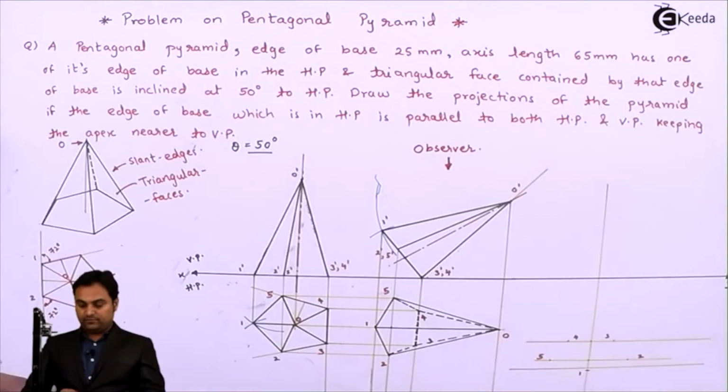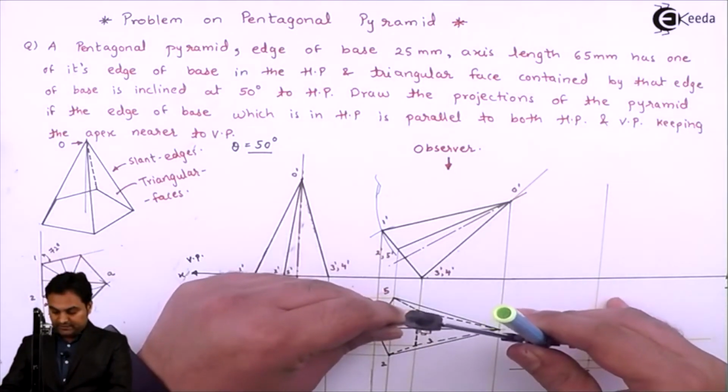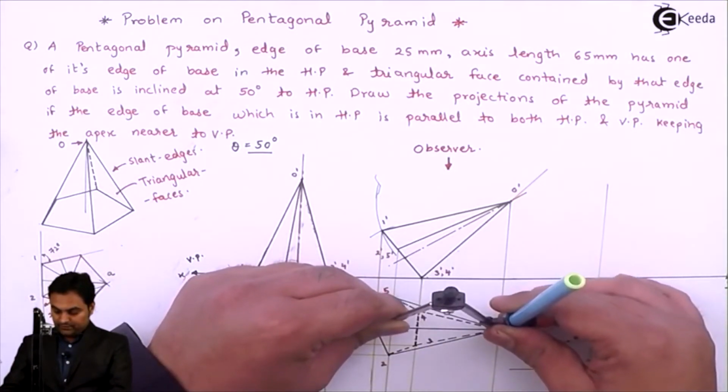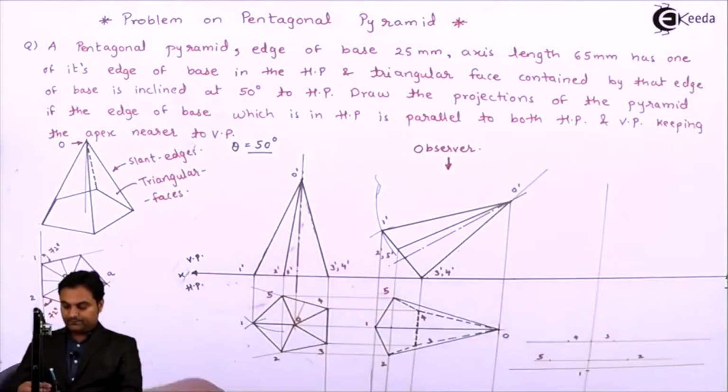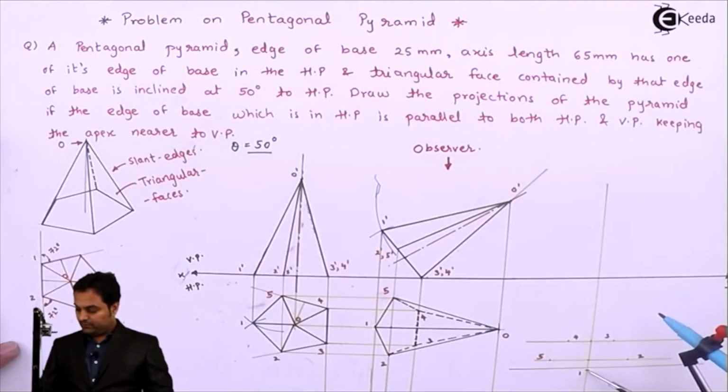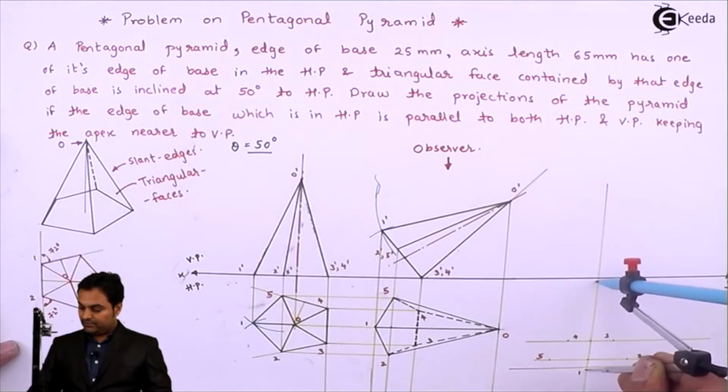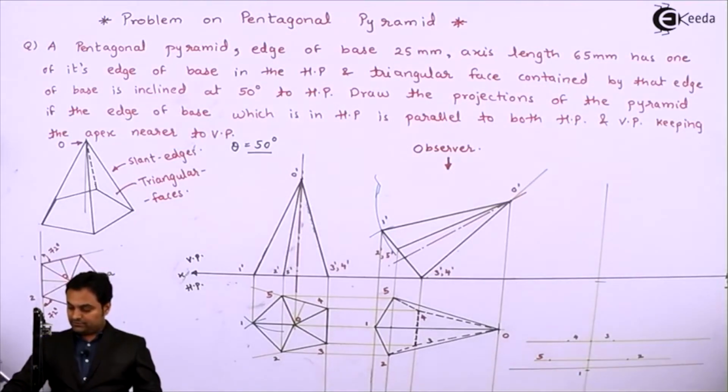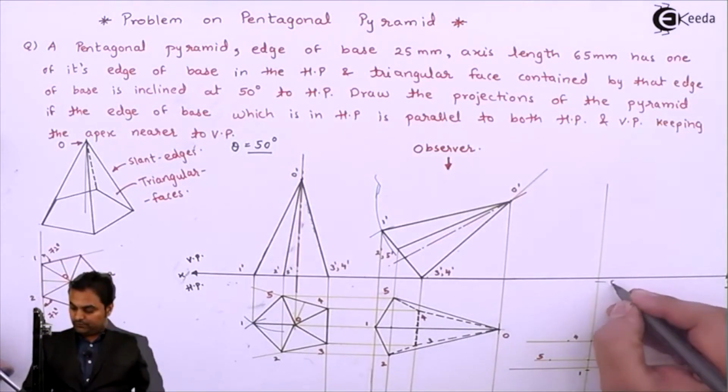At last we have to mark the apex. For that I'll take the distance from point 1 up to the apex, and from point 1 keeping it over here I'll mark it up to the apex. So this gives me point O.